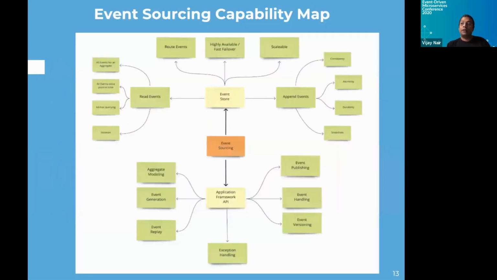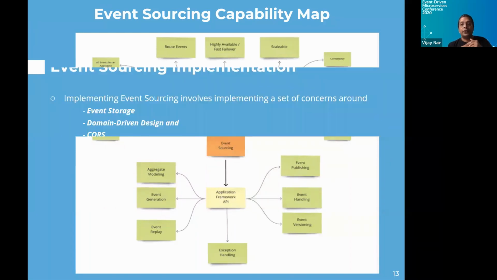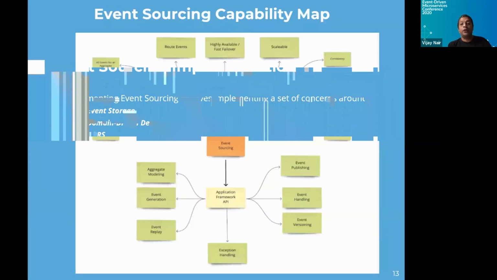Looking at what I came up with, a capability map for event sourcing. If you look at the top part, that's basically the physical infrastructure, and the bottom part is the logical infrastructure. The event store, or the physical infrastructure used within event sourcing infrastructures, needs to provide a capability to append events, at the same time providing consistency, atomicity, and durability for the events that are being stored.